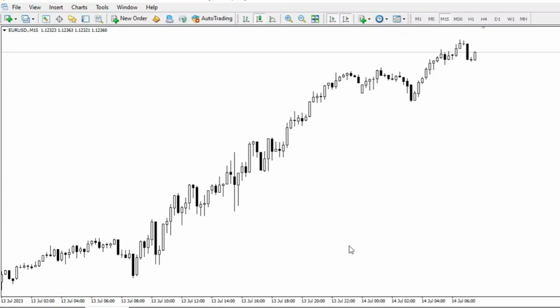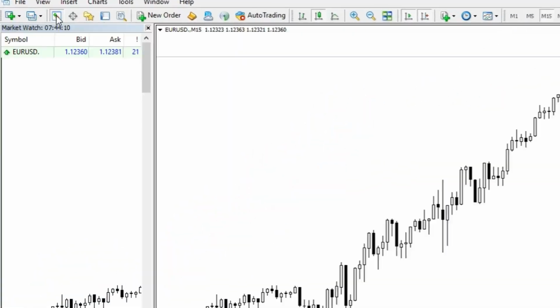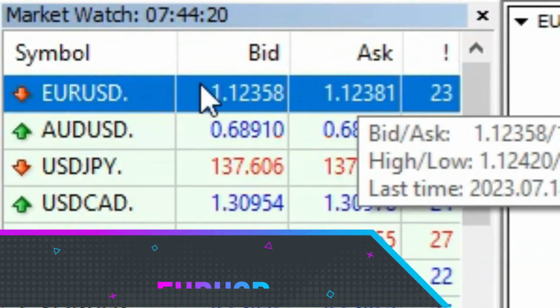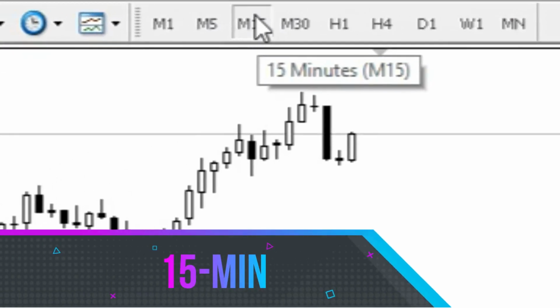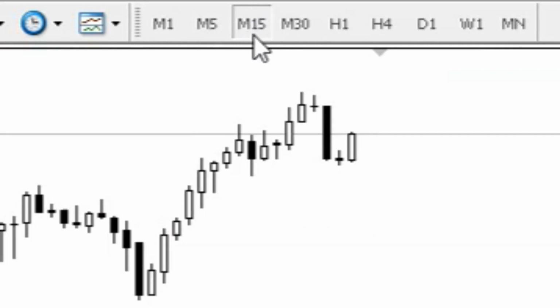Okay, so in this strategy, we're gonna use the MetaTrader. Once you open MetaTrader, pick the Euro US dollar chart. The best time frame for trading using this strategy is 15 minutes. But that doesn't mean you can't use this strategy for other currency pairs or markets too.